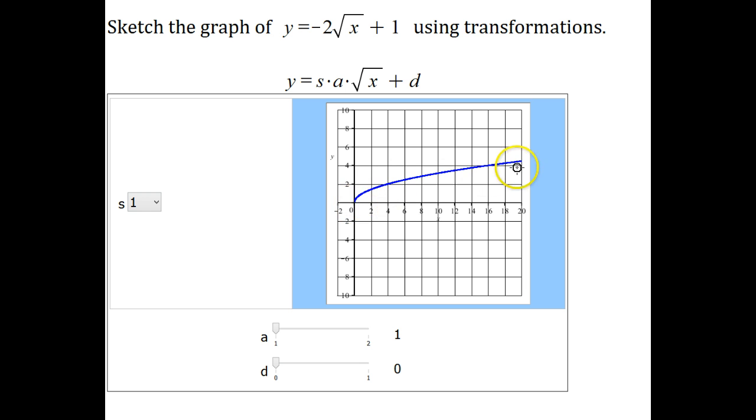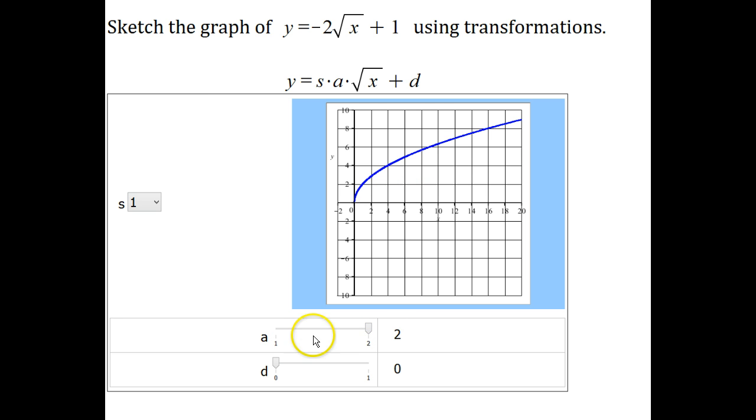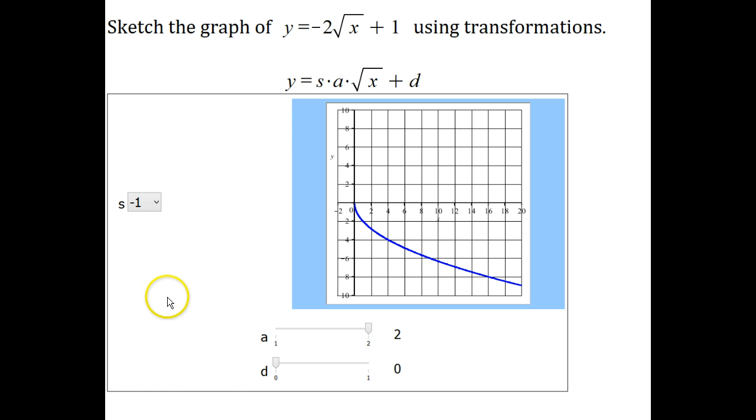So we're starting out with our basic graph of the square root of x. We're going to first vary a from 0 to 2. Again, that's going to vertically stretch the graph by a factor of 2. Then changing S from +1 to -1, that's going to reflect the graph over the x-axis. And lastly, we're going to add 1 by varying D from 0 to 1. That's just going to shift the graph up by 1 unit. And that's the final product.